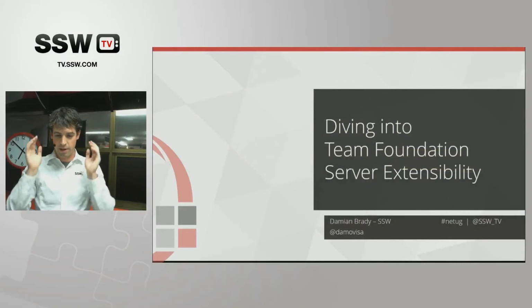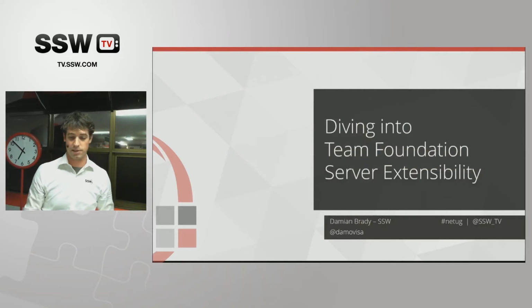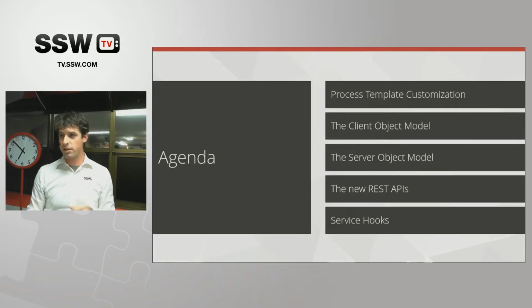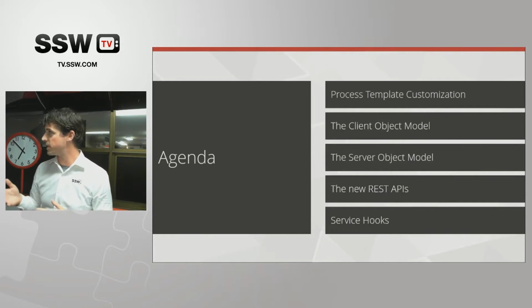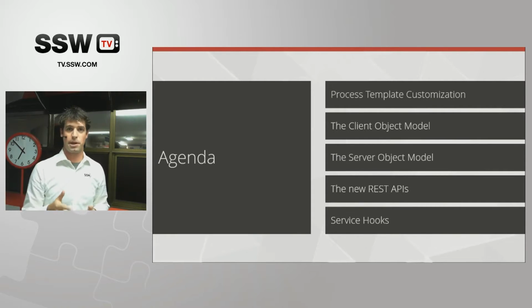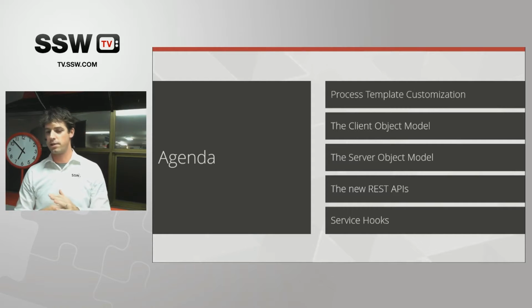Right, so today we're going to talk about Team Foundation Server extensibility. If you're going to tweet during this session, there's a couple of Twitter things you can use there. Hashtag is NetUG as always. And SSW TV, that's my Twitter handle as well, if you want to get in contact about any of this stuff. So today, in general, we're going to go through 5 things. There's a lot of extensibility points in TFS, but these are the 5 we're going to look at. We're going to look at process template customization, client object model, server object model, and the last 2 are really cool. They're the new ones, the new REST APIs that Microsoft has released, and service hooks, which kind of comes bundled in with the REST APIs.